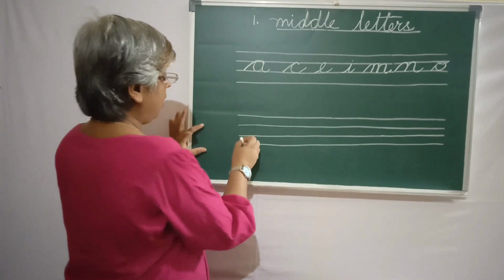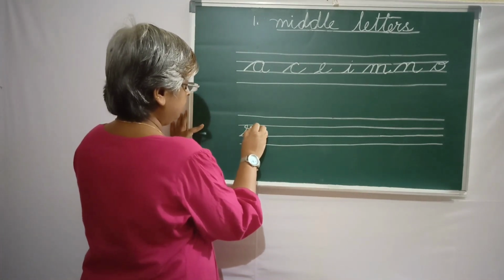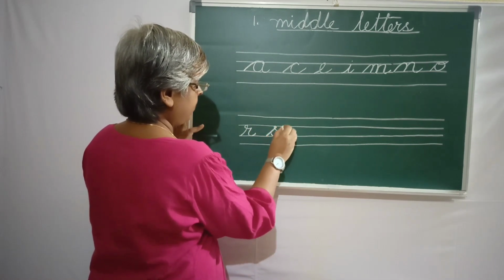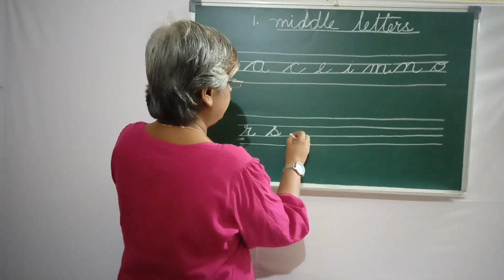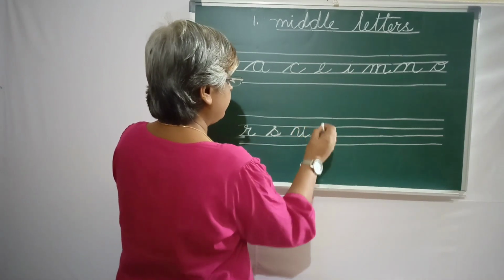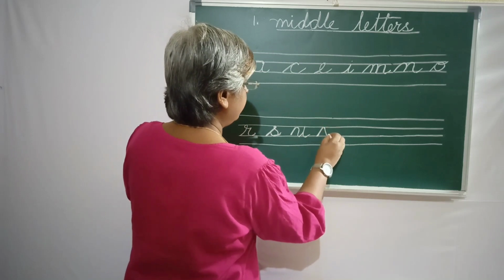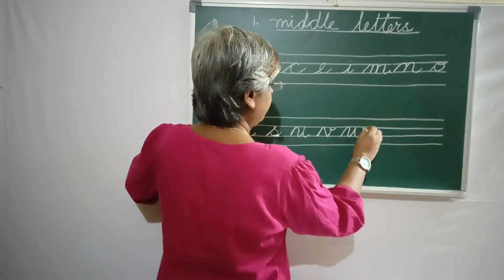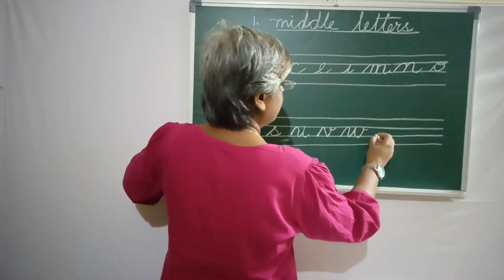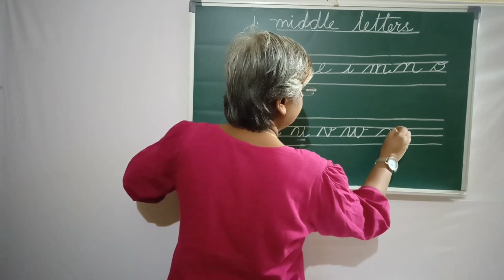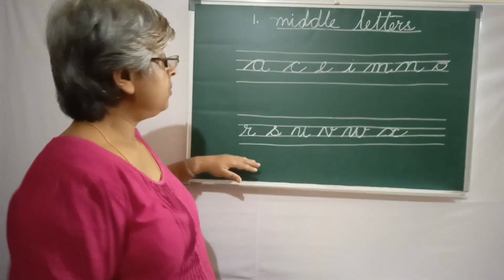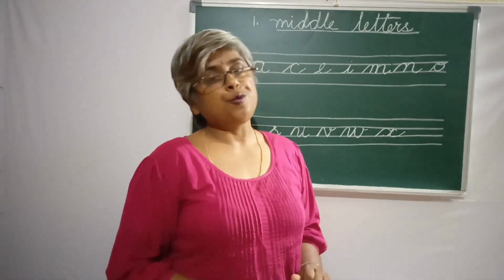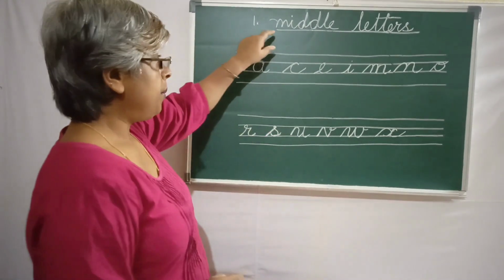Now the next one, R, S, U, V, W, X. See, here also all the letters are in the middle of these four lines. So the first is middle letters.